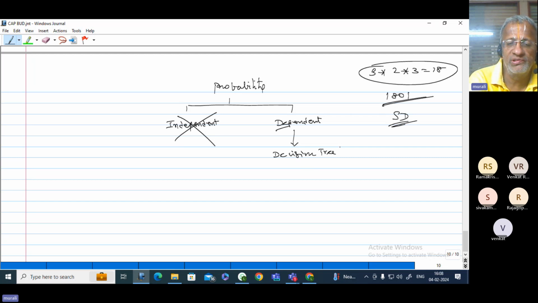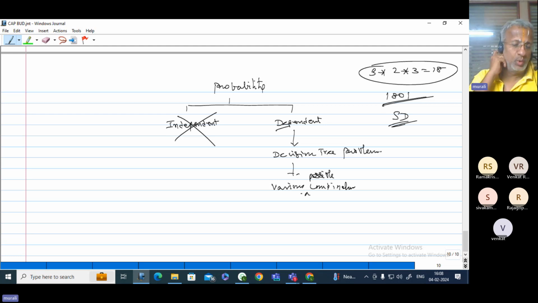Decision tree problems, where we are expected to take into consideration various possible combinations. You should not misunderstand that all combinations are possible. Under that, certain things are possible, certain things are not possible at all. So now let us take up that.